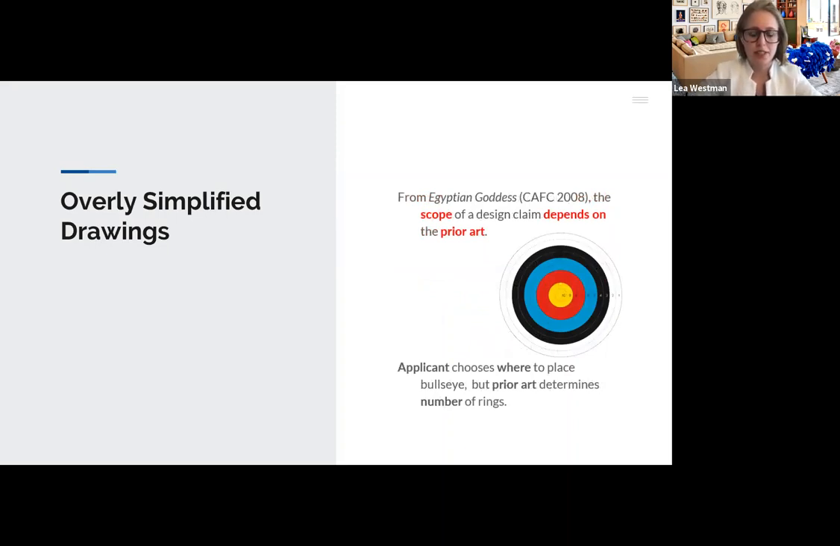And this is an example of what Joe was talking about from the Egyptian goddess, that the scope of the design depends on the prior art and under the ordinary observer test. The applicant here, for instance, chose where to place the bullseye itself, but prior art means that the number of rings was already determined in this design. Joe, do you want to elaborate on this example?